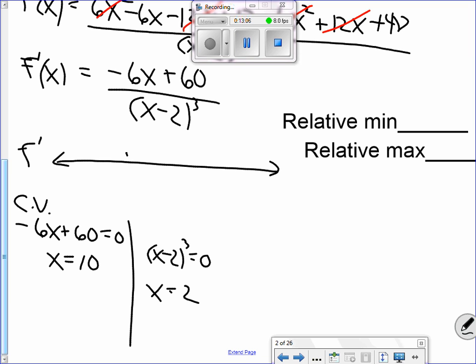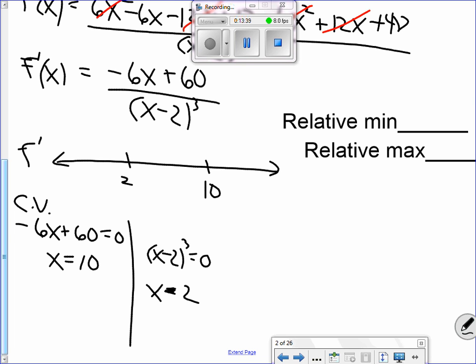Making a sign chart, marking off at 2 and 10. Yes. Sure. What about that 2? Well, if it was a factor, there was also something about it. We saw 2 before. When did we see 2 before? When we started this problem. Do you remember that? There was a vertical asymptote there, and so was 2 in the domain?